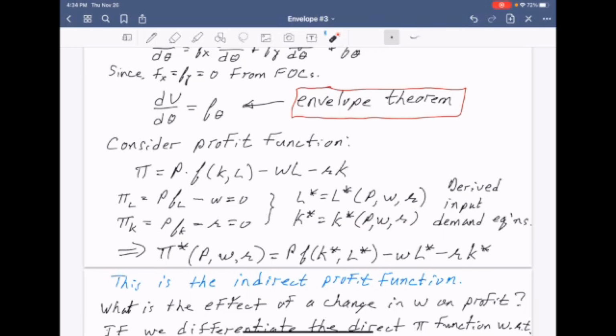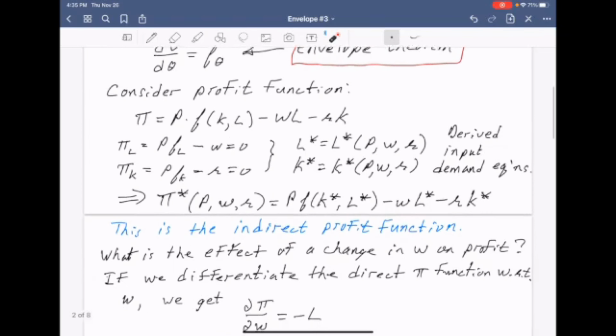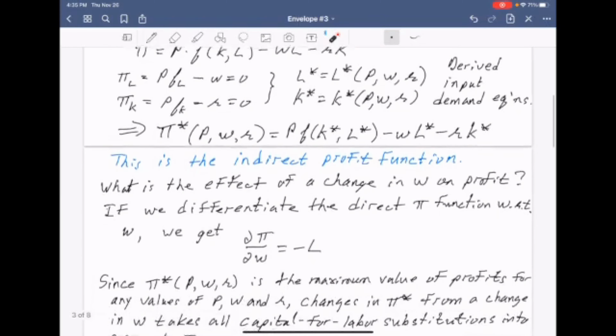So we substitute that back into the profit function, and we get that profit is a function of the output price and the input prices. So P times the production function with the optimal amounts of capital and labor in it, minus the wage rate times the optimal labor, minus R K star, is going to lead to the maximum profit. And this is called the indirect profit function.